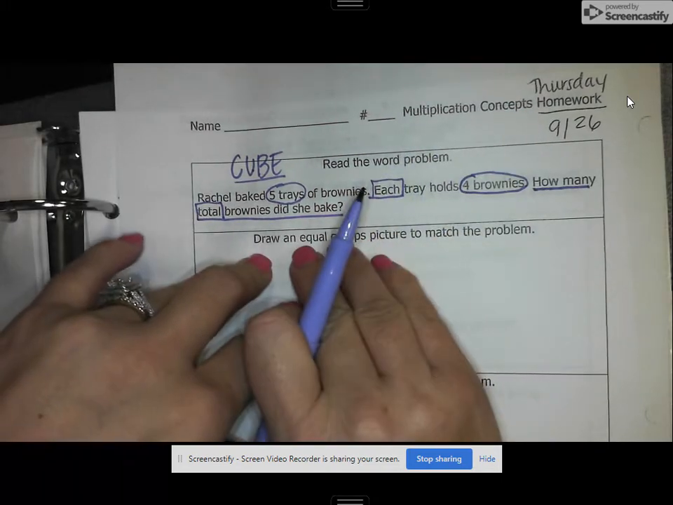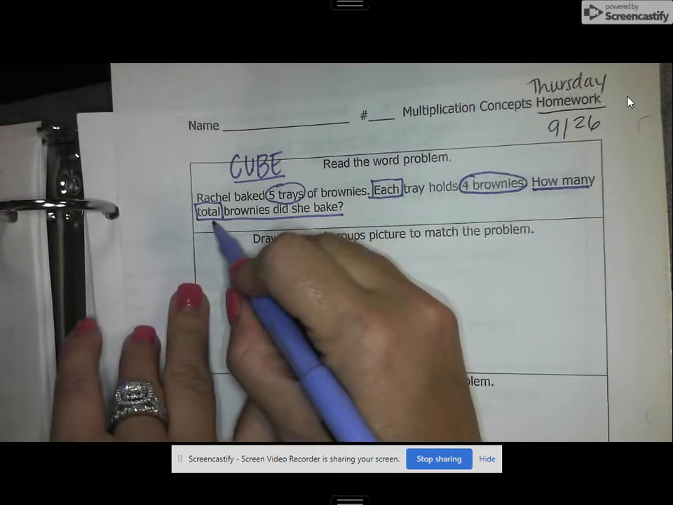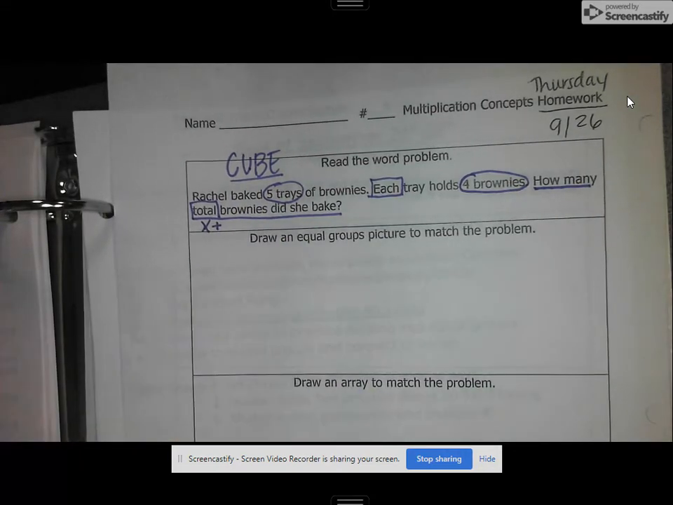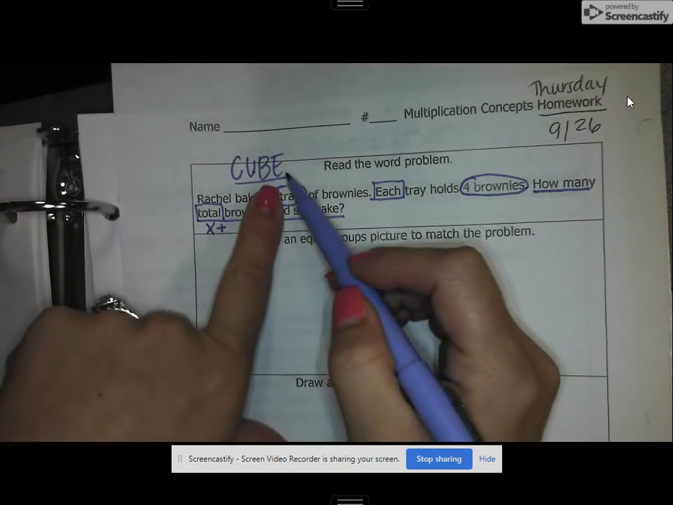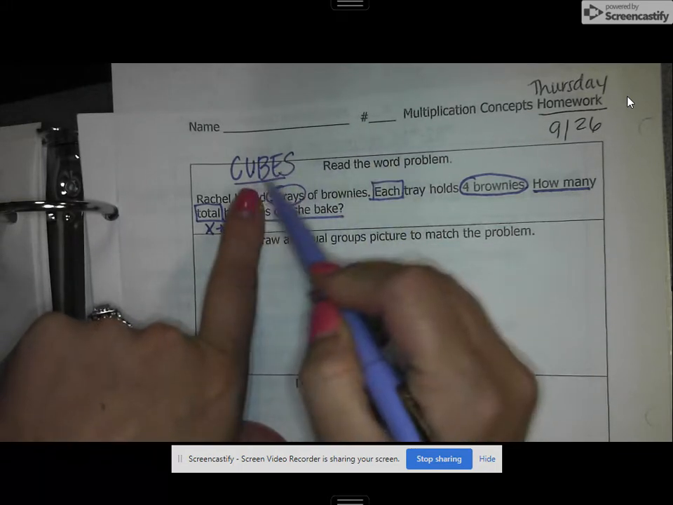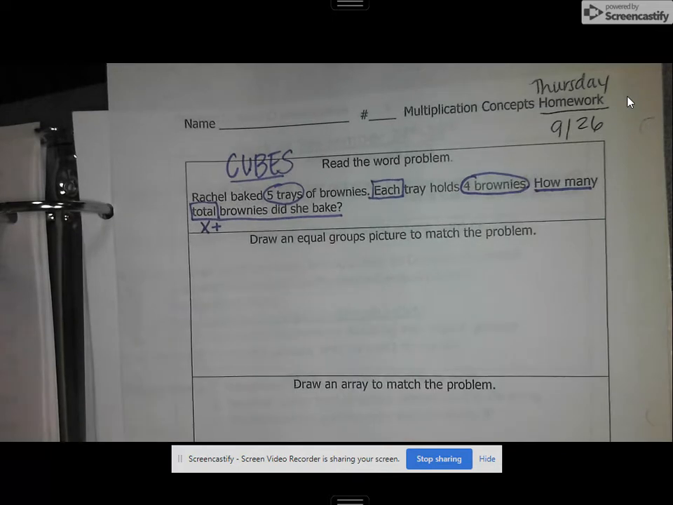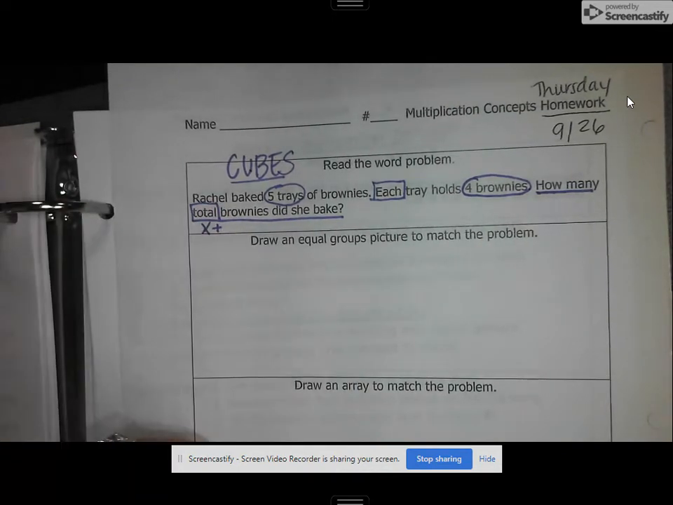So with addition or multiplication, those two are related. So total is always going to be a clue to multiply or to add, which we'll be doing both in this situation. Then they eliminate any extra information. This problem does not have any. And then the last strategy of the CUBES method is to solve it. So they're going to show that they can solve it with all the different methods that we've been learning.